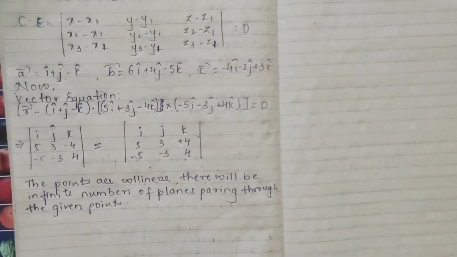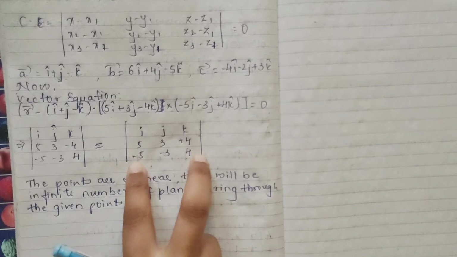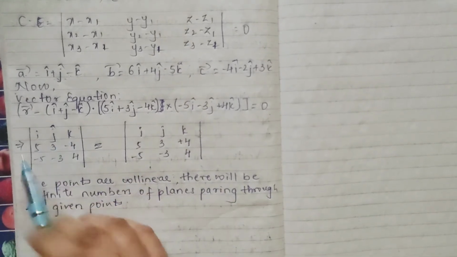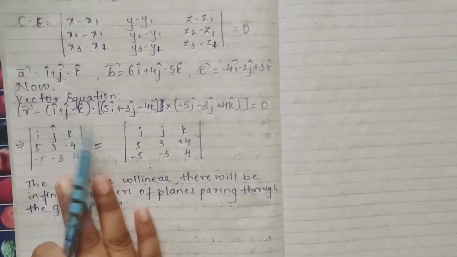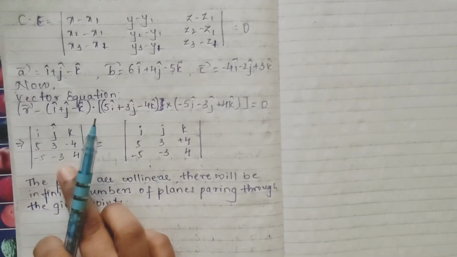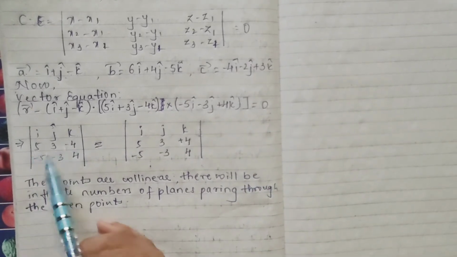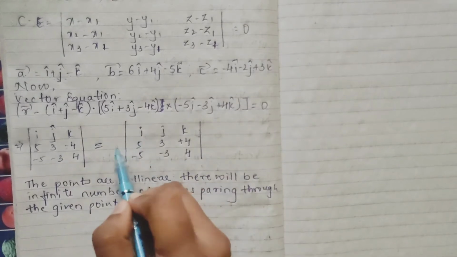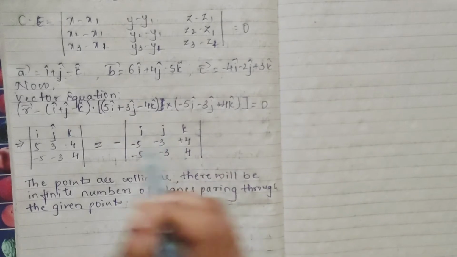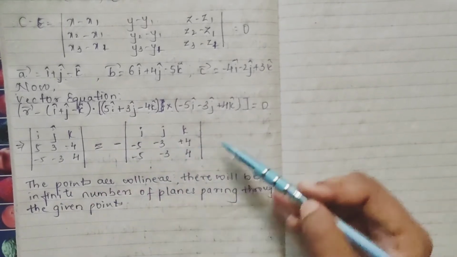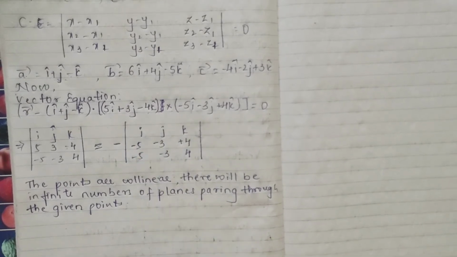So after substituting everything, see this is a cross product. So how do we do the cross product? We write the determinant, right? How do we write it? i, j, k, 5, 3, minus 4 and minus 5, minus 3, 4. Here you will get a zero vector. How come? If I take minus common from the third row, plus 5 becomes minus 5, plus 3 becomes minus 3, and minus 4 becomes plus 4. So you can see your second row and your third row are the same, with elements of opposite sign.